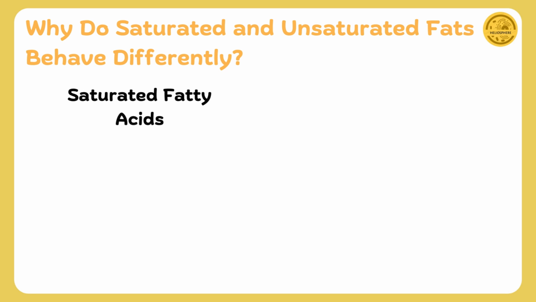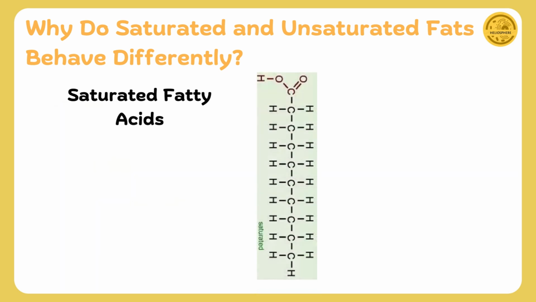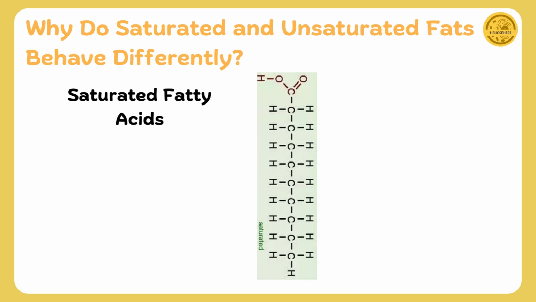Starting with saturated fatty acids, these chains contain no double bonds, hence only sigma bonds. Because of this, the hydrocarbon chain remains straight and fully extended, allowing free rotation along carbon-carbon bonds. This extended structure minimizes steric hindrance, making the molecule highly stable.